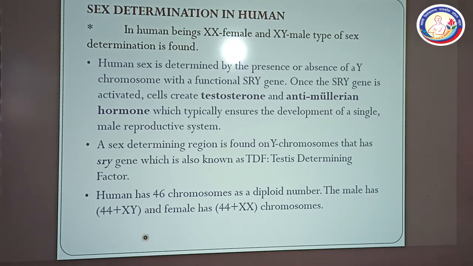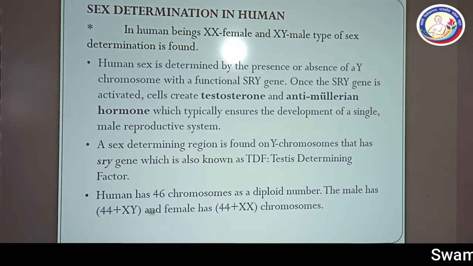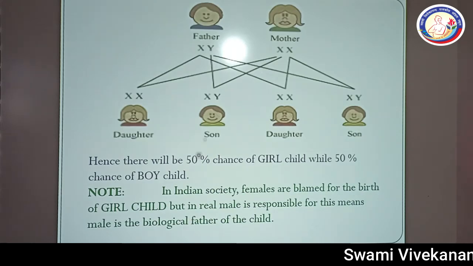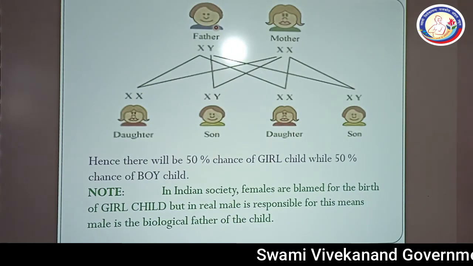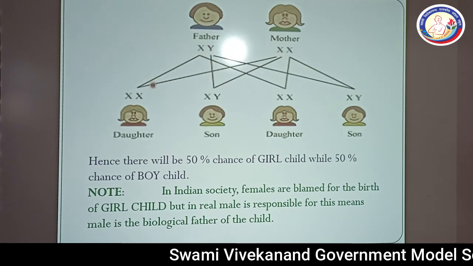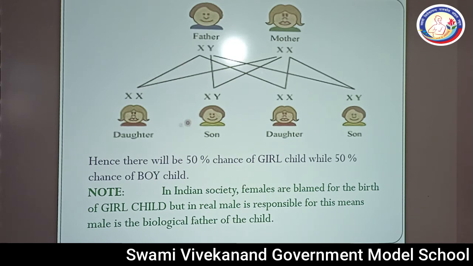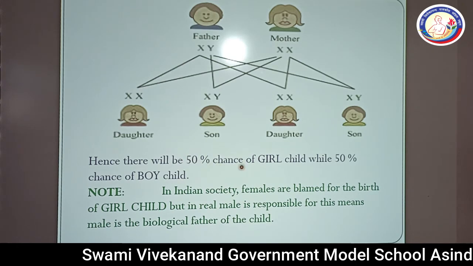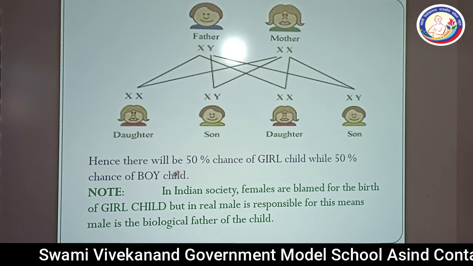Human has 46 chromosomes as a diploid number. The male has 44 plus XY and the female has 44 plus XX chromosomes. And this figure shows each and everything here. Father is XY and mother has XX. And when you see the cross, there is a 50% chance of a girl child and a 50% chance of a boy child.